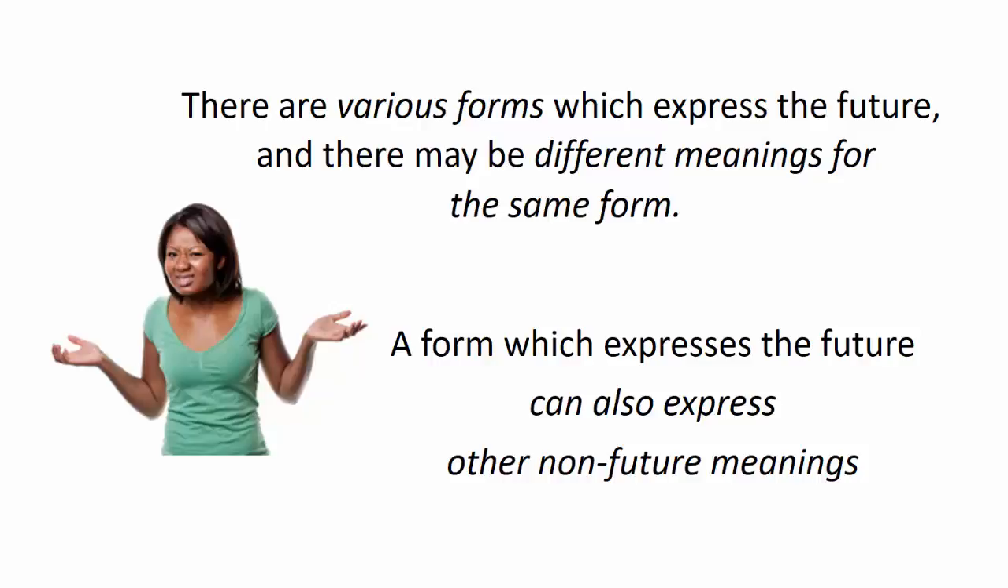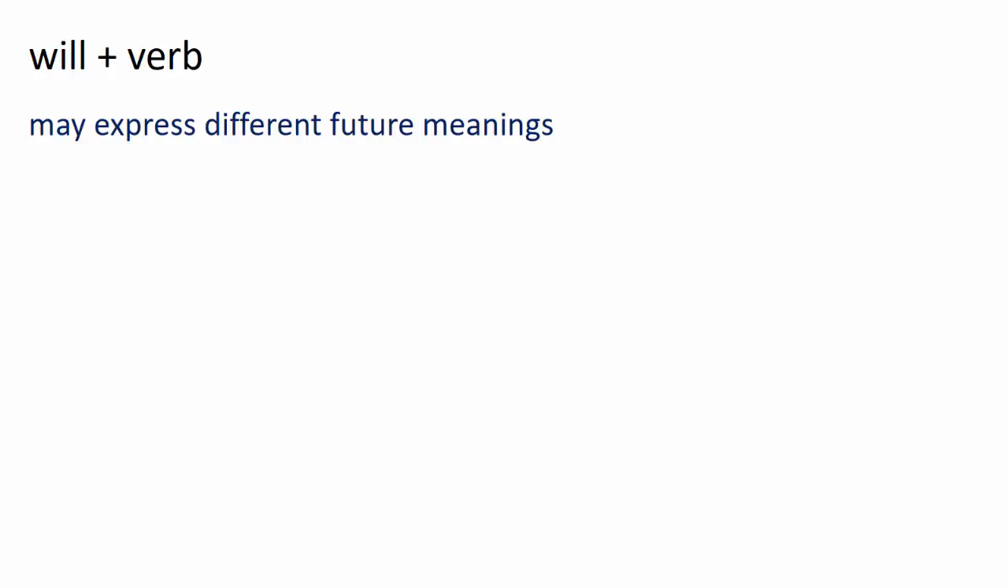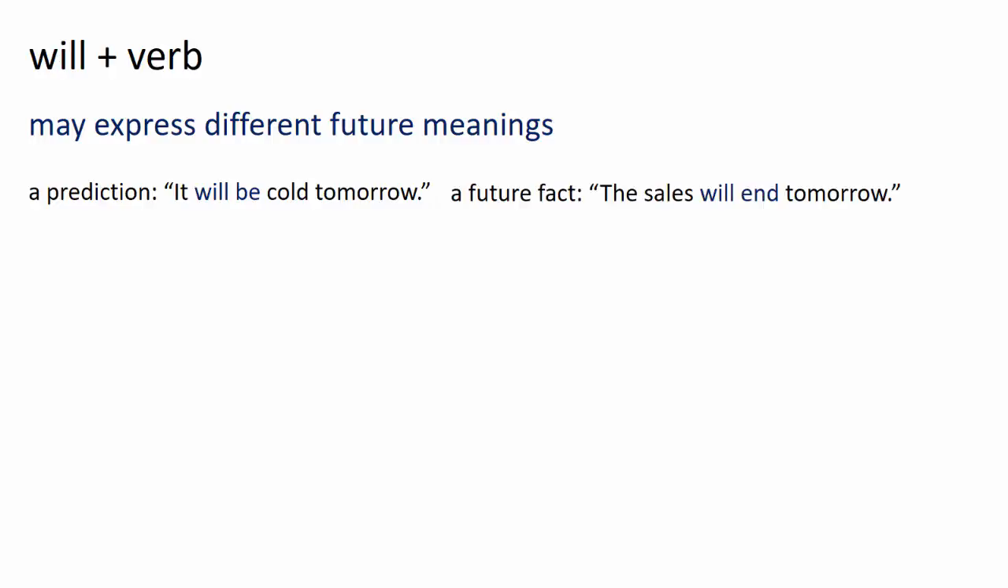So, let's start by looking at our old friend, the will plus verb structure. Now, as we've said, this structure may express different future meanings. For example, a prediction, it will be cold tomorrow, or a future fact, the sales will end tomorrow.